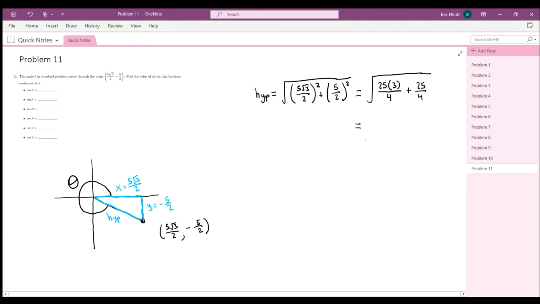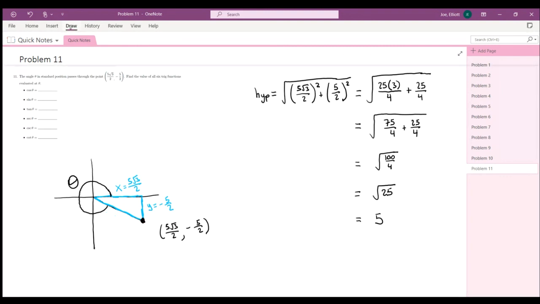Alright. 25 times 3 is 75, so we have 75 over 4 plus 25 over 4. So that gives us 100 over 4, which will give us 25 altogether. And so the square root of 25 is a nice number, just 5. Okay, good. So now we have the length of the hypotenuse is 5. So let's write that in the picture.